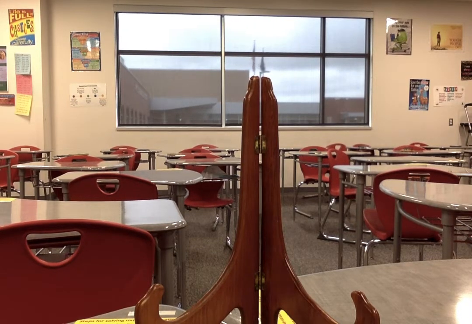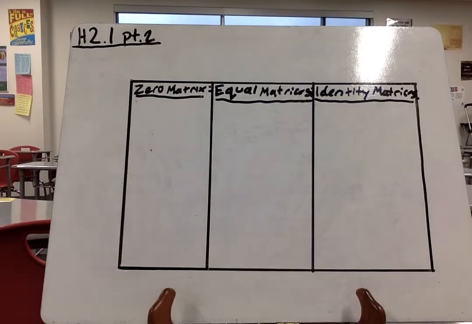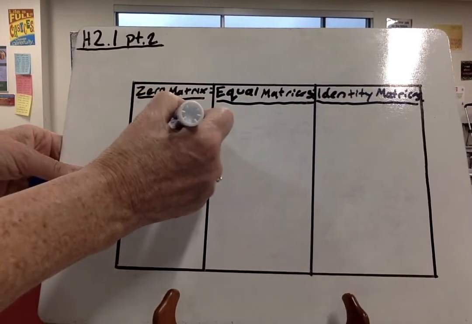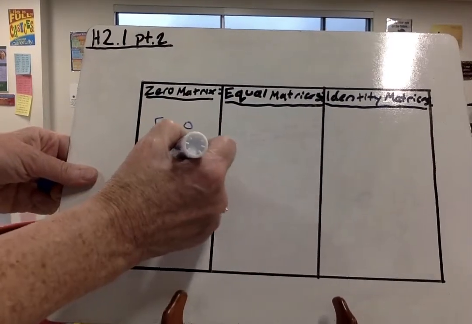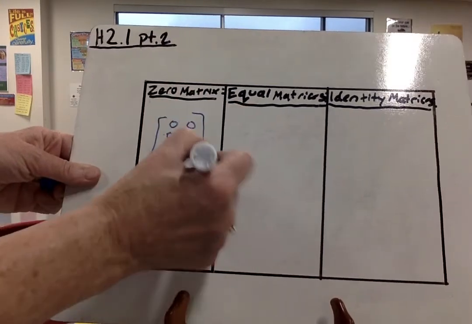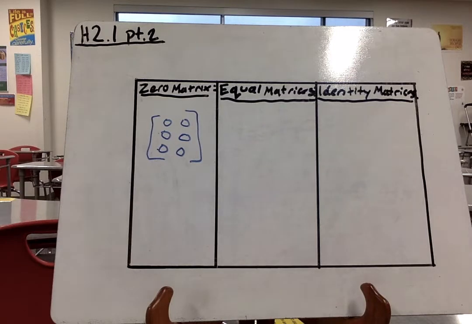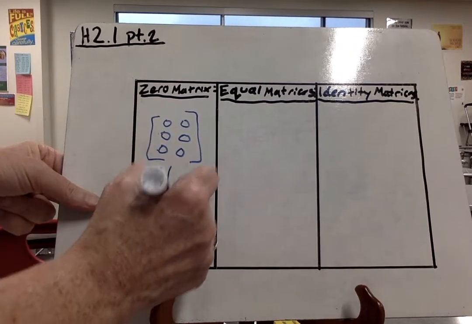Okay, a zero matrix means it's all zeros. It could be like this, and it basically can be any dimension, but for our purposes I just made a 3 by 2, 3 columns, 2 rows. So it just means all zeros.